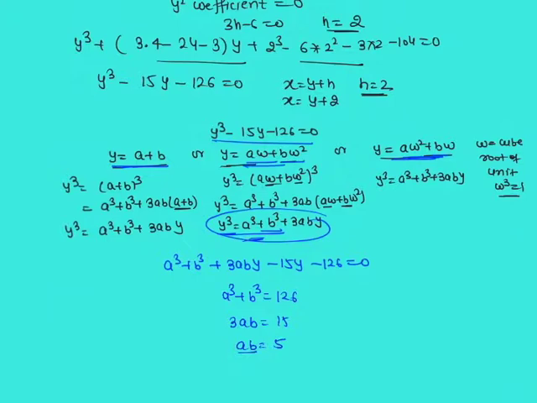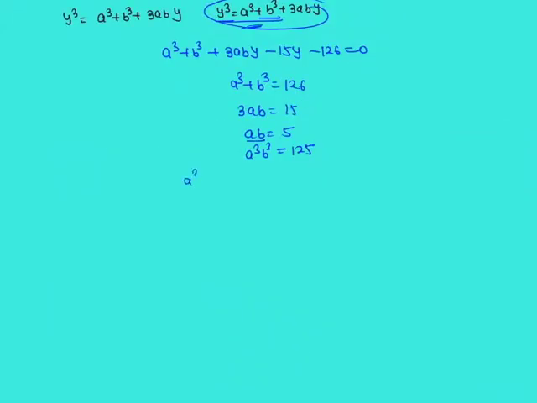If I do cube, we'll get a cube into b cube equal to 125. If I assume two roots a cube and b cube, whose sum, a cube plus b cube, is 126 and product, a cube into b cube, is 125, we'll get a quadratic equation, that is t square minus 126t plus 125 equal to 0. Roots of this equation will be a cube and b cube.